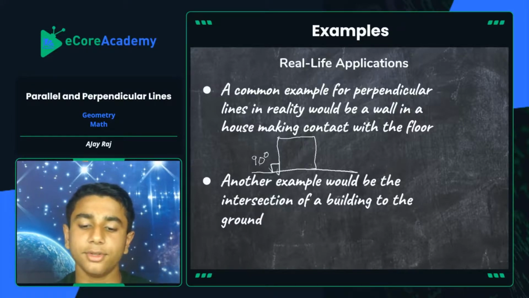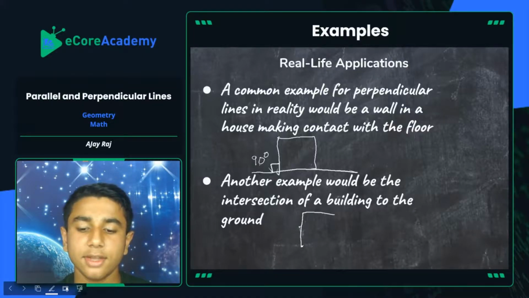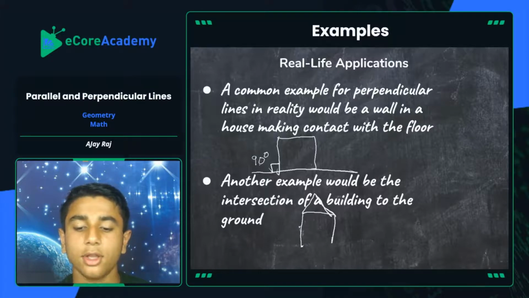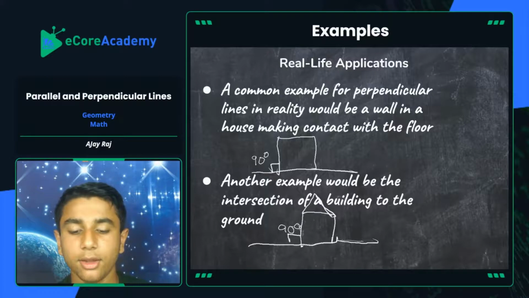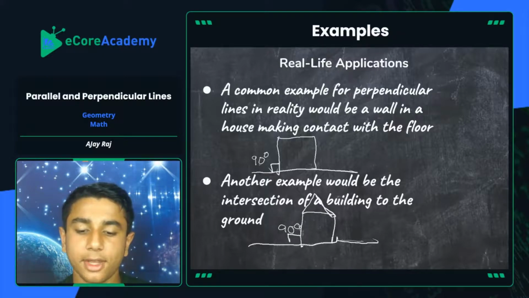Another example would be the intersection of a building with the ground. If you're looking at the base of any building, even your house itself, say for example this is a giant building, I'm going to draw a little triangle on it to make it look almost like a house too. If it's straight ground underneath a building, then the building has to be perpendicular to the ground. In order for the house to be standing up straight, it must be perpendicular to the ground, which forms a 90 degree angle, indicated by that little square that I've drawn.